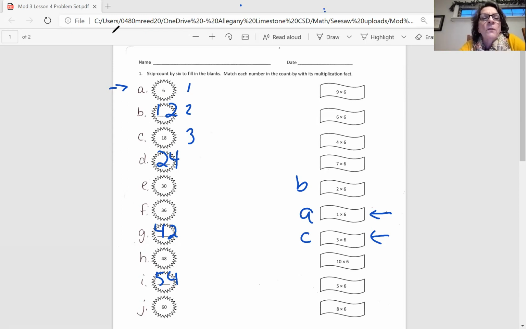Hey, let's do one more. 24 is 1, 2, 3, 4 6s. How do we write 4 6s as a math fact? We write it 4 times 6. Here's 4 times 6, so we'll write D next to that. Okay? So that's how I'd like you to do it.